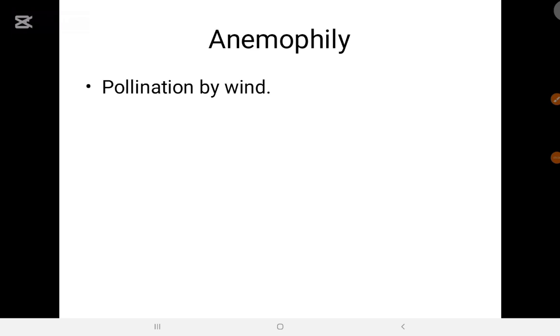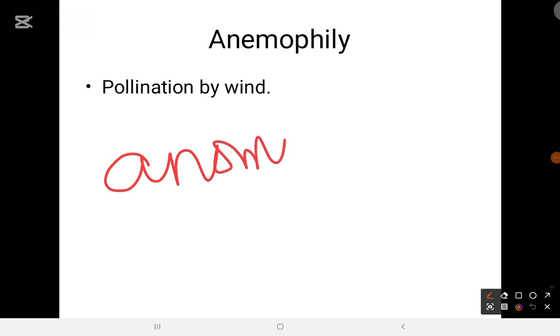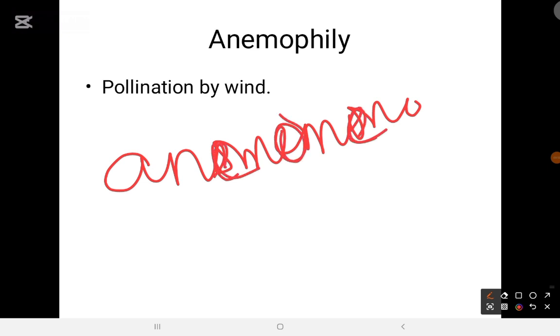In fact, the word anemo, just like we have in anemometer, you've heard the word anemometer before. It's used to measure the direction of wind. Okay. Let me write this again.